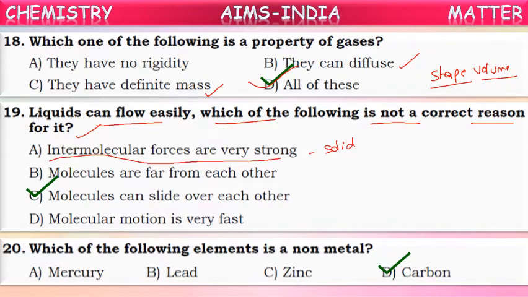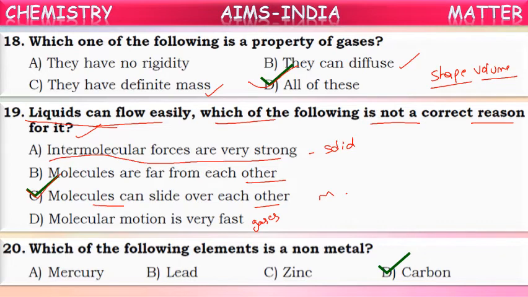But here in the question they say liquids, and they cannot flow. Molecules are far from each other? No. See, in liquids, molecules are not that far from each other. They are a little bit nearer to each other. They are much farther apart in gases. Molecules can slide over each other. Yes, that means they can move. Molecular motion is very fast? Actually, molecular motion is very fast in gases. When compared with gases, liquids are slow. That's why it's not the D option. So we'll go with the C option.